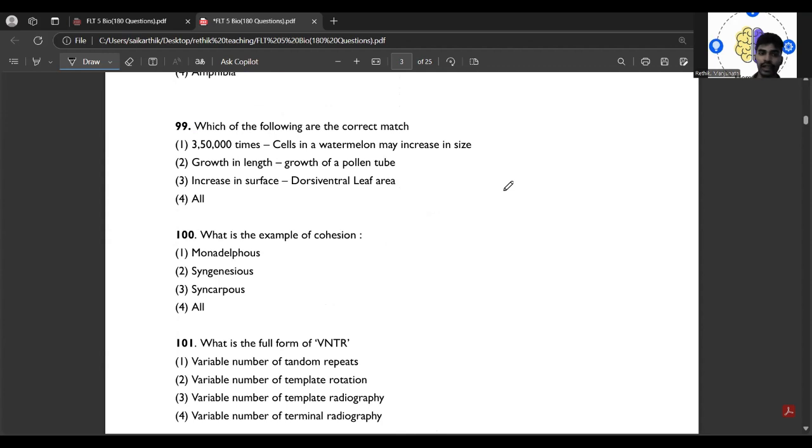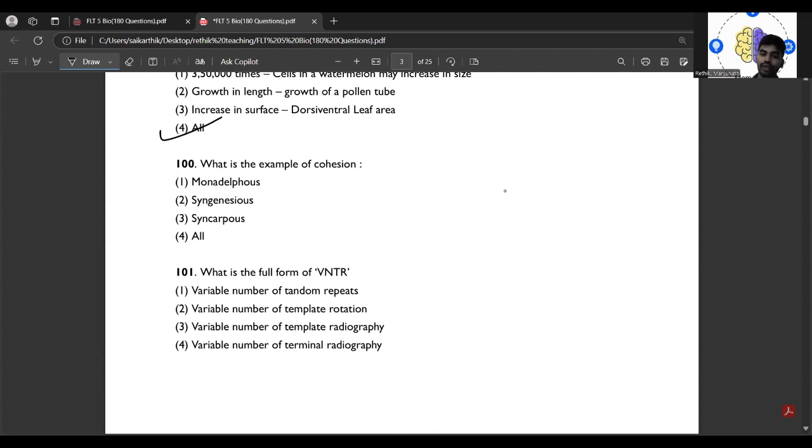Okay, 99th question. Which of the following are the correct match? If you remember the plant physiology, that is plant growth and development. So we have to choose the correct statement. Here, actually, all the three statements are correct.